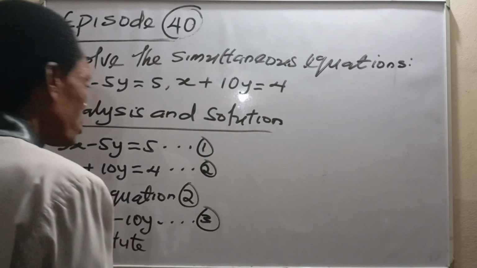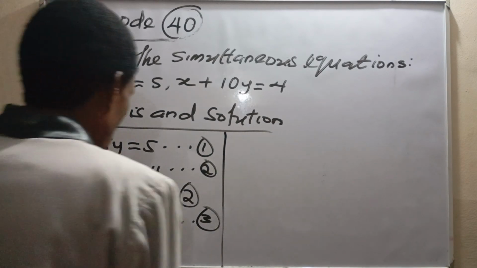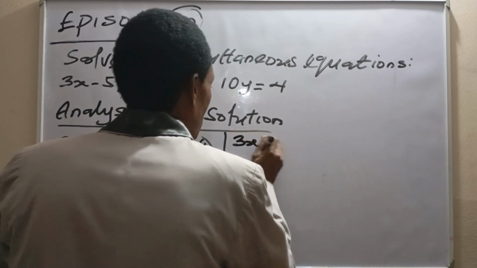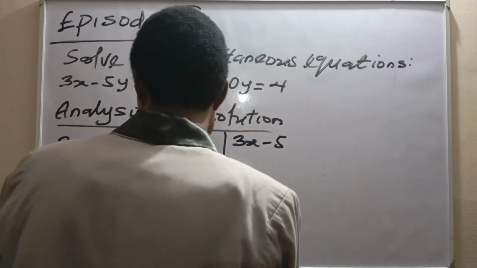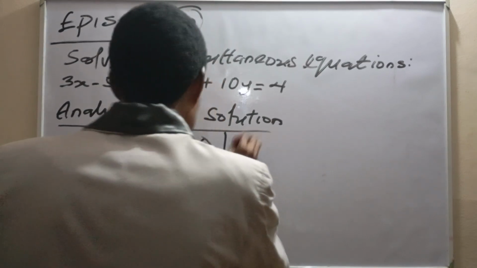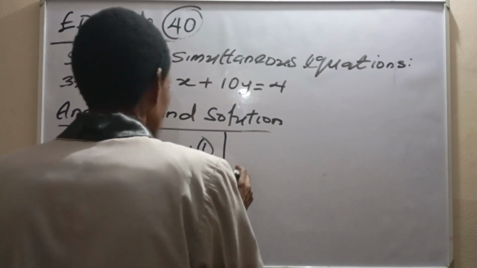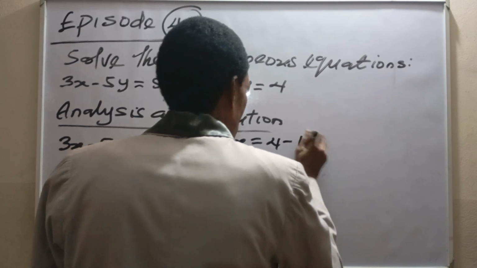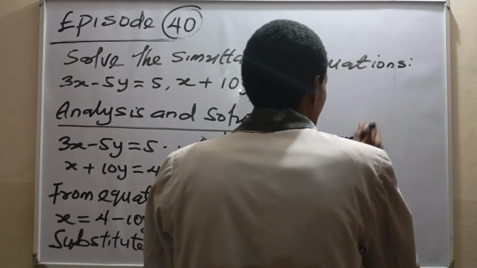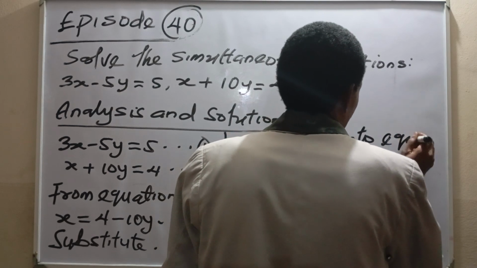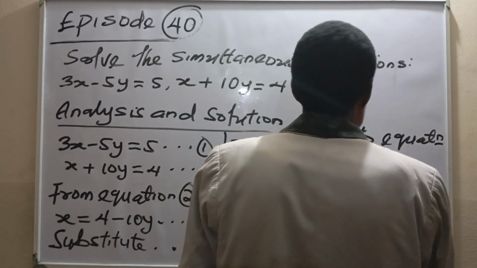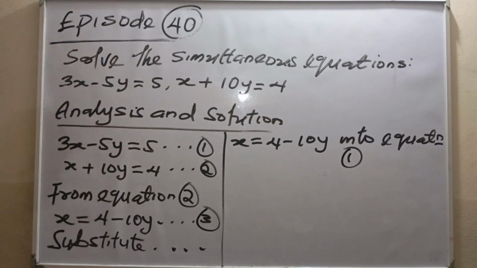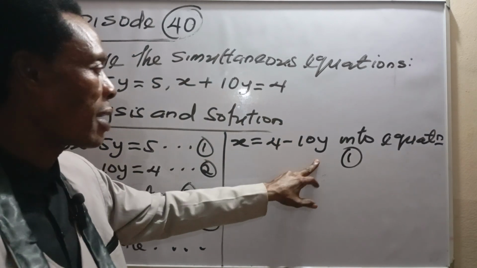Substitute. So let's substitute s equals 4 minus 10y into equation 1.